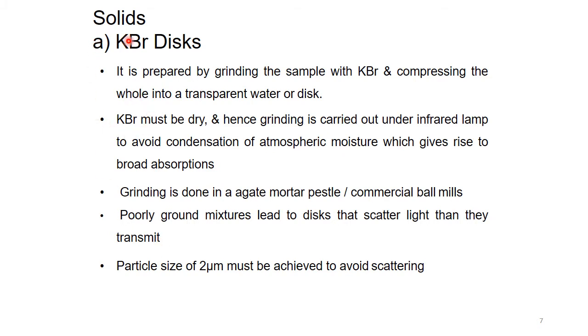Solids. The first one is potassium bromide discs. It is prepared by grinding the sample with KBr and compressing the whole into a transparent wafer or disc. Potassium bromide must be dry, and hence grinding is carried out under an infrared lamp to avoid condensation of atmospheric moisture, which gives rise to broad absorptions. Grinding is done in an agate mortar and pestle, or commercial ball mills. Poorly ground mixtures lead to discs that scatter light rather than transmit it. A particle size of 2 micrometers must be achieved to avoid scattering.